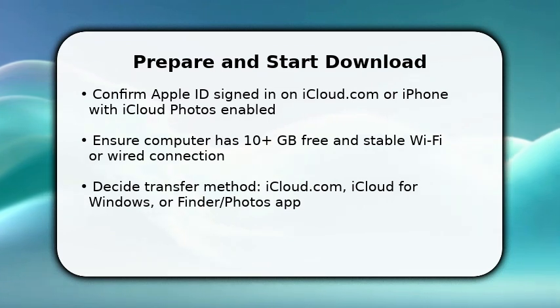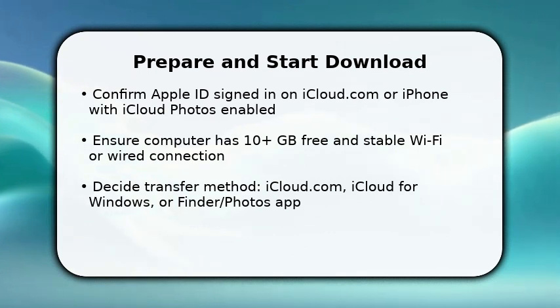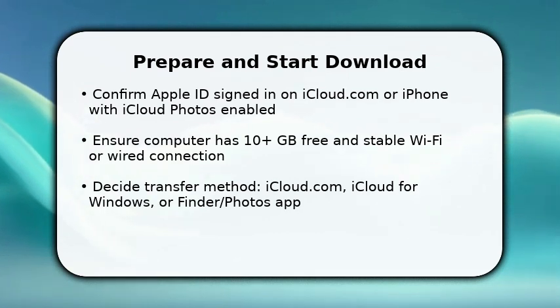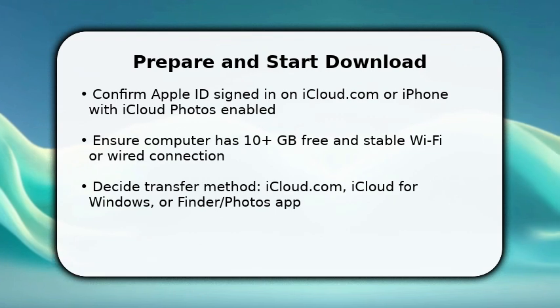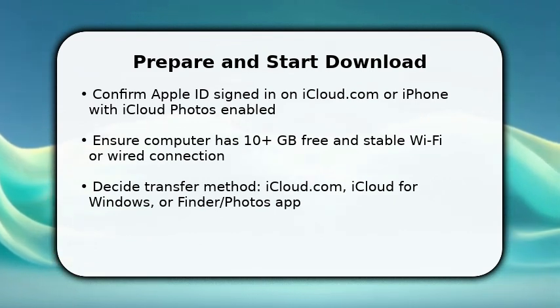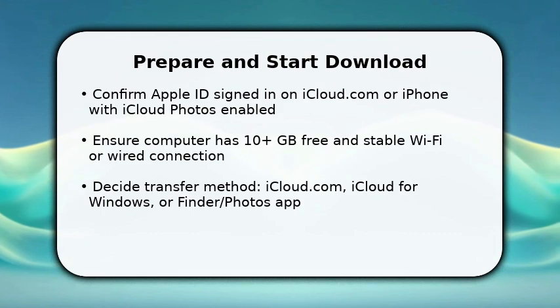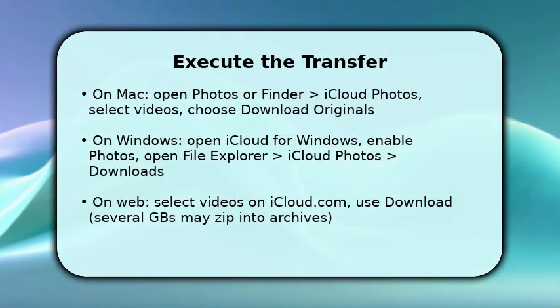Choose your path now: web download from iCloud.com for selective files, iCloud for Windows for integrated sync, or use Finder/Photos on a Mac for direct import. Once chosen, sign in and open the corresponding app or site so you can locate the videos album and start selecting items to download. Now execute the transfer step by step.